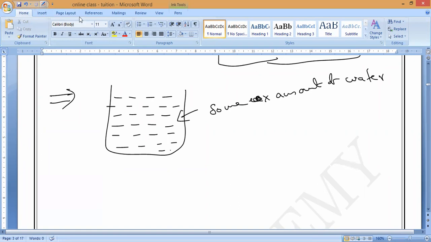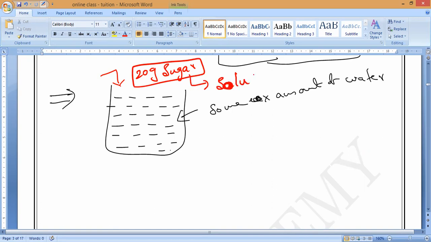Now Monish came and suggested to Darun, dissolve 20 grams of sugar. This 20 grams of sugar, what should we call it, solvent or solute? We should call that solute. So Darun dissolved 20 grams of solute. After that, he found that the mass of the full solution is equal to 100 grams.